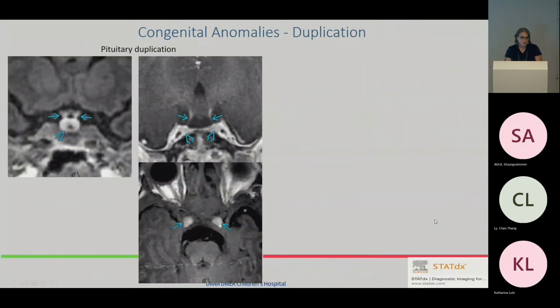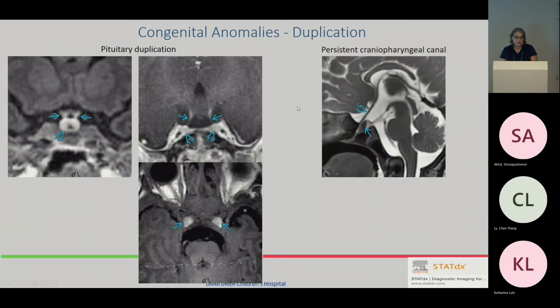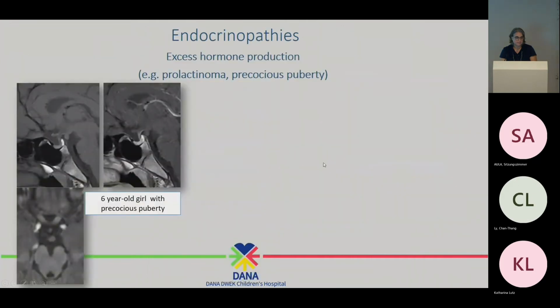Another congenital anomaly is a duplication, which is very rare, only case reports, where you can actually see two stalks, two pituitary glands. These can actually be well functioning, but usually come to be diagnosed because these patients have very significant facial abnormalities. And like in this child, we can see this persistent craniopharyngeal canal.